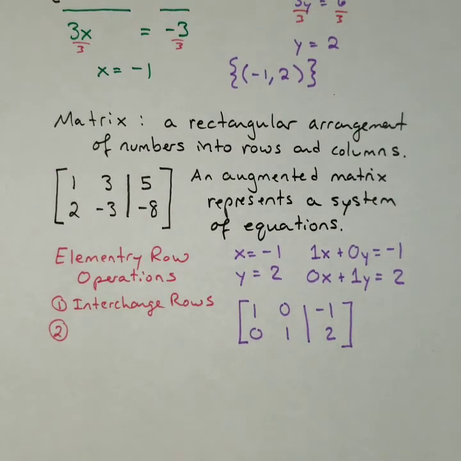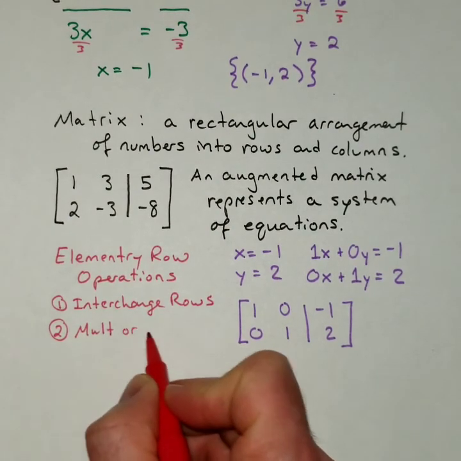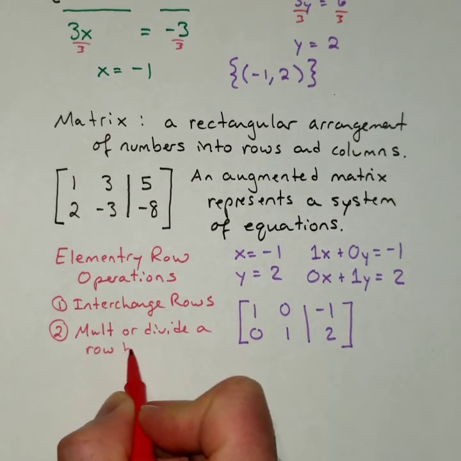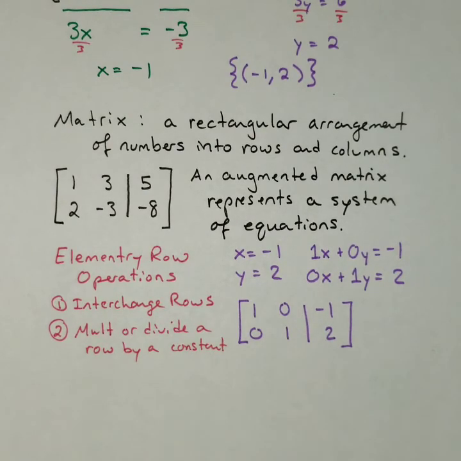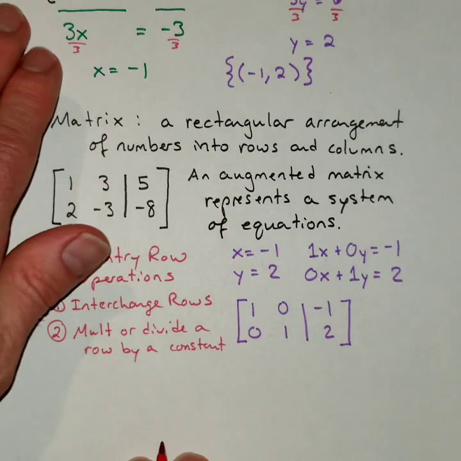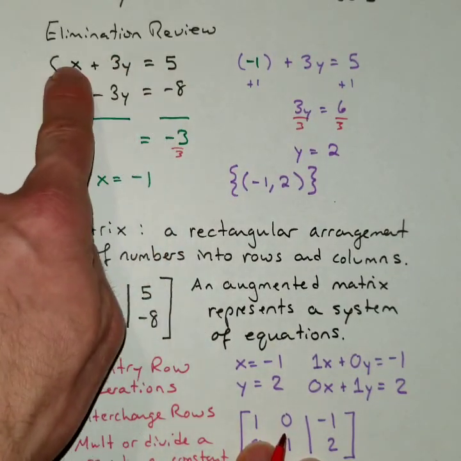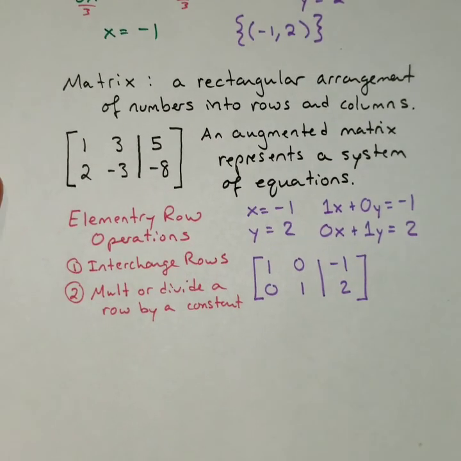Another thing is you can multiply a row by a constant, multiply or divide a row by a constant. We saw that during the elimination method, not in this particular example, but again I said when you multiplied each term by a number in order to get the least common multiple of the coefficients to add out. So we saw that before.